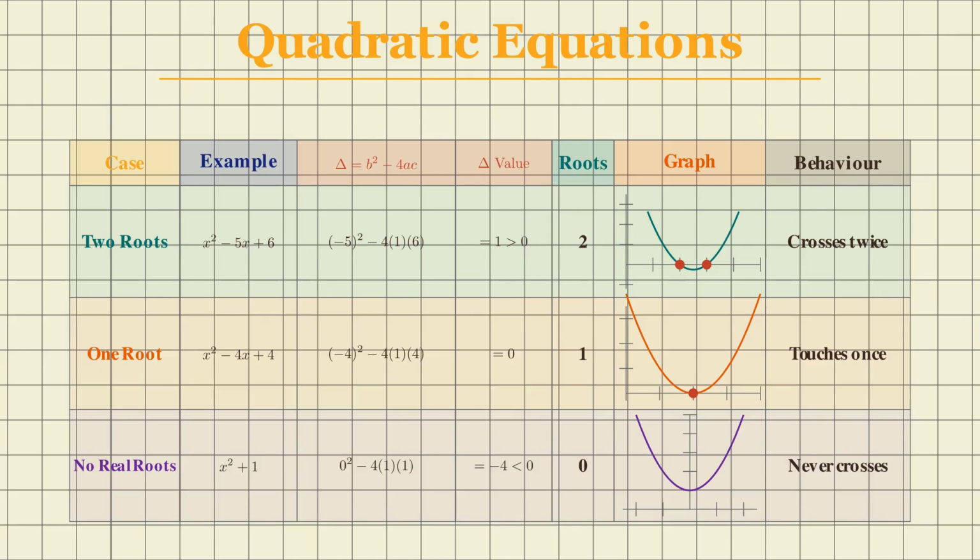So here's what I love about the discriminant. You don't need to graph anything. You don't need to factorize. Just calculate b squared minus 4ac, and you immediately know how many roots you're dealing with. It's a beautiful shortcut. Okay, now we get to my favorite one.